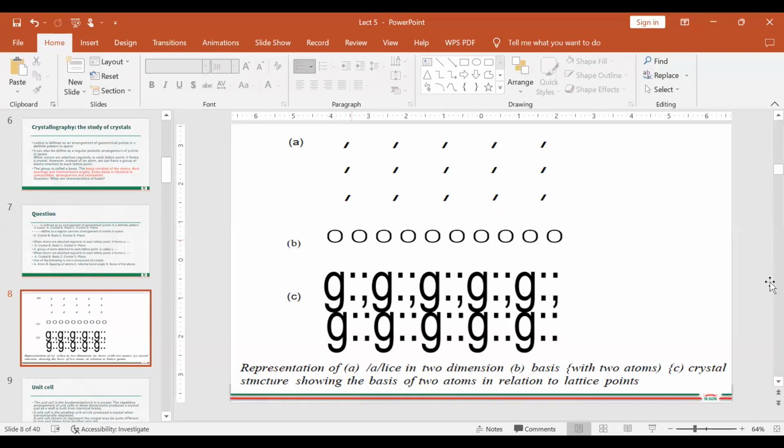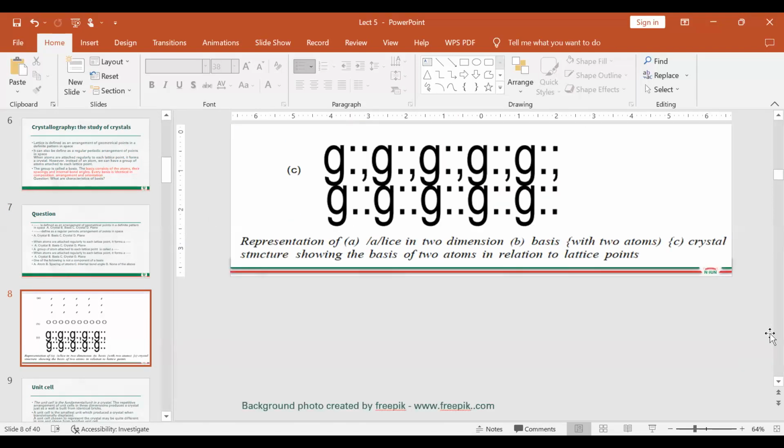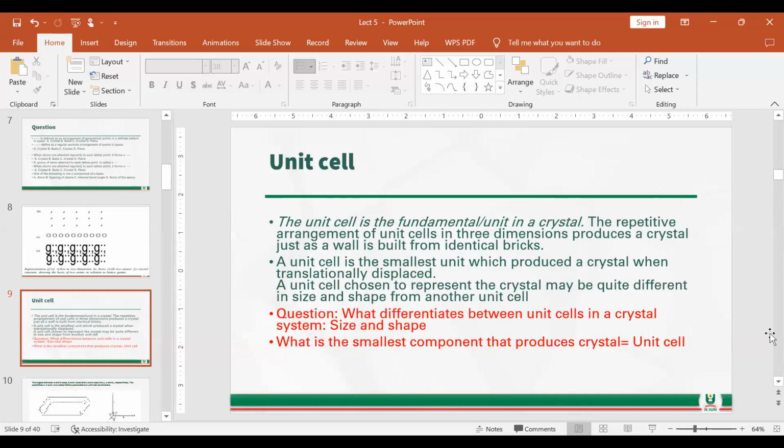That is what you see there. That's the difference. Unit cell. What is a unit cell? We have already defined that a crystal has a regular arrangement of unit cells, and that amorphous has irregular repetition of unit cells. But what is a unit cell? It is the unit that, when combined together, forms a crystal. So the unit cell is the fundamental unit in a crystal. The repetitive arrangement of unit cells in 3 dimensions produces a crystal.